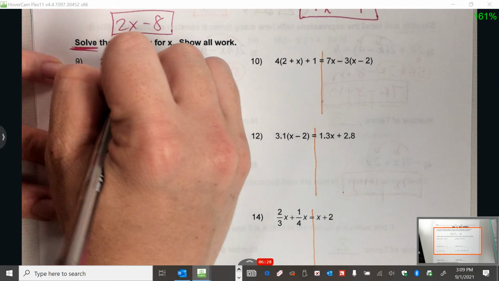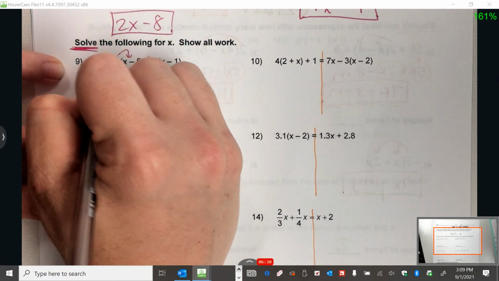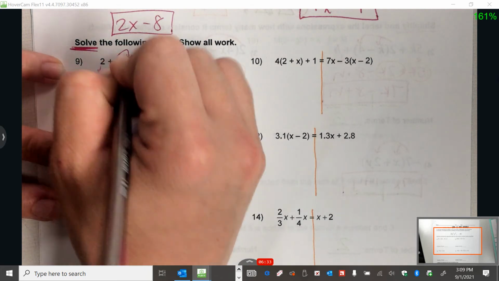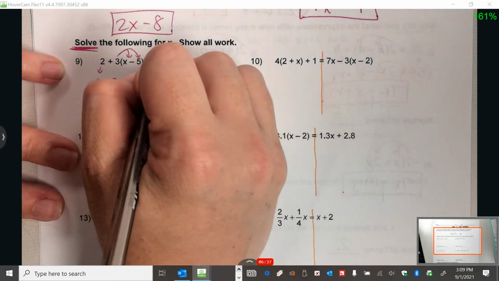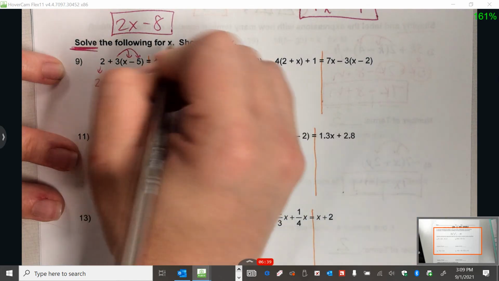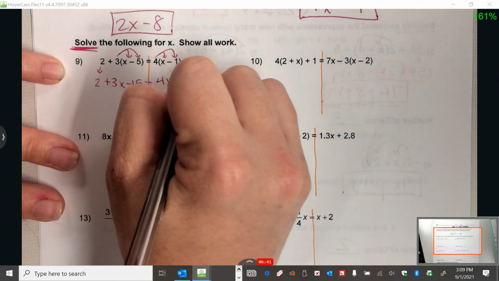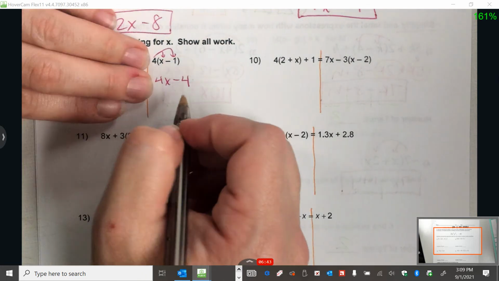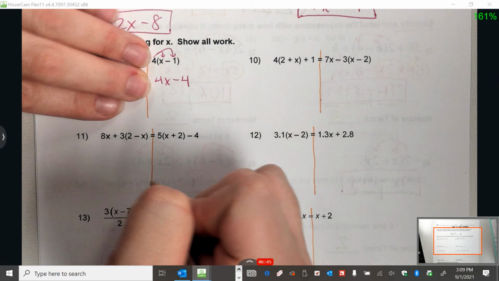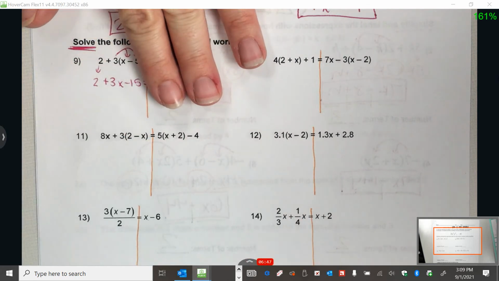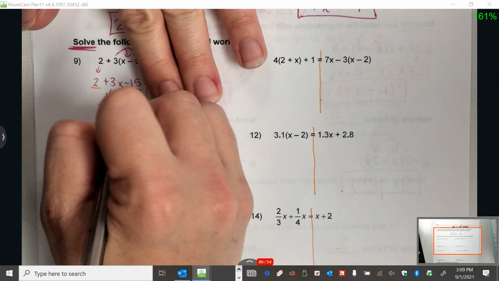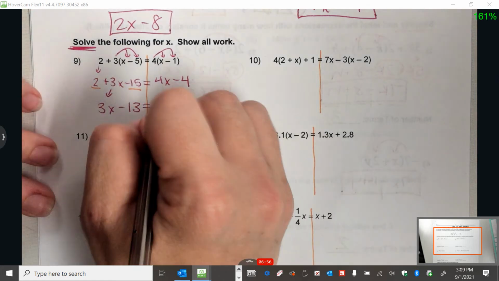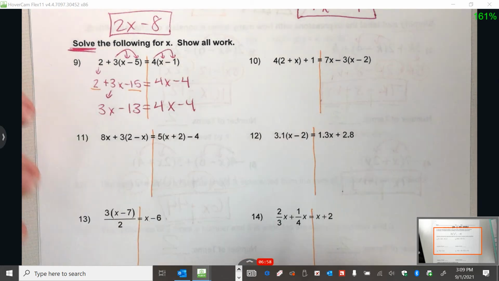So 3 times x, bring down my 2. 3 times x is 3x. 3 times negative 5 is negative 15. Equals is on the line. 4 times x is 4x. 4 times negative 1 is negative 4. Now, this side is simplified. Okay, but this side is not. I have 2 and negative 15 that can be combined. So I have 3x, 2 minus 15 is negative 13, equals 4x minus 4.